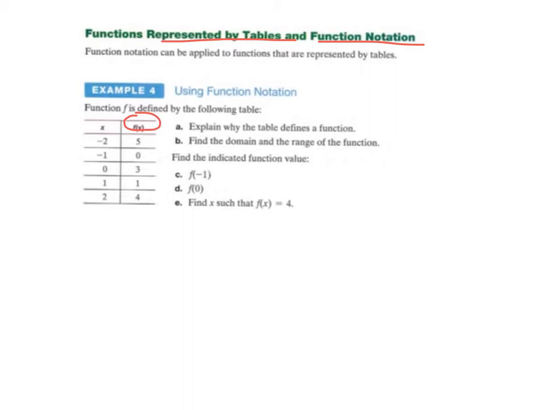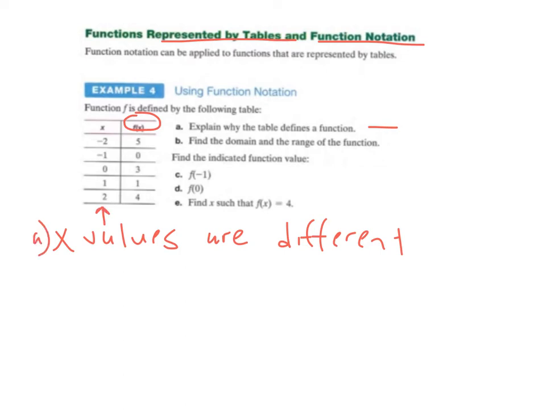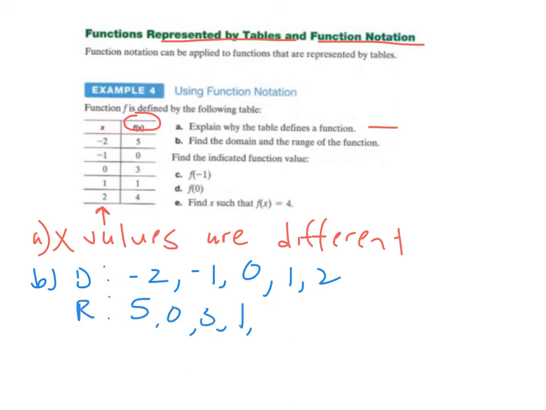The first question: explain why this table defines a function. And that is because the x values are different. And if you look at them, every one of them is different. So there's your A. The next one is find the domain and range. So our domain are the x values. So my domain is negative 2, negative 1, 0, 1, and 2. And then we want to find our range. So our range is simply the 5, the 0, the 3, the 1, and also the 4. So there's A and B.